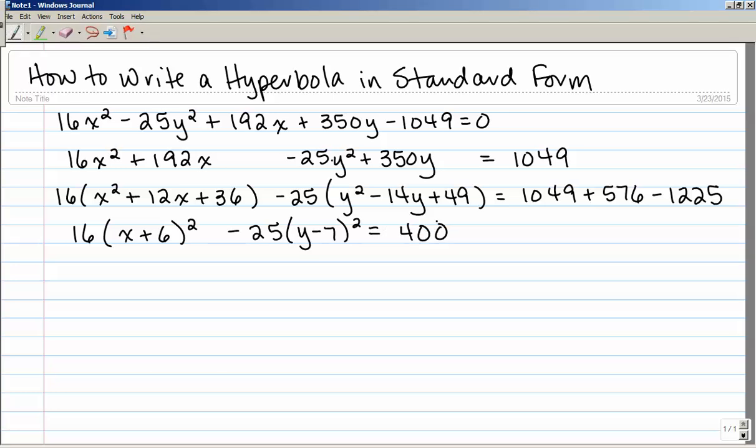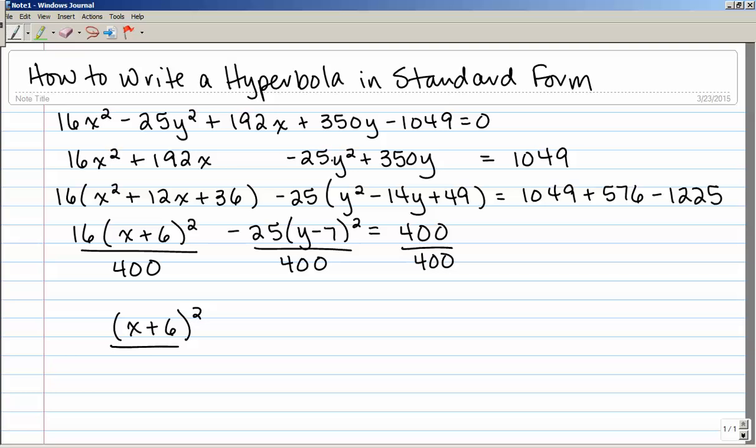Now remember, the equation of a hyperbola in standard form needs to equal 1. So I'm going to divide each of these by 400. So that's going to leave me with x plus 6 squared over 25 minus y minus 7 squared over 16, which equals 1. And that's how to write the equation of a hyperbola in standard form.